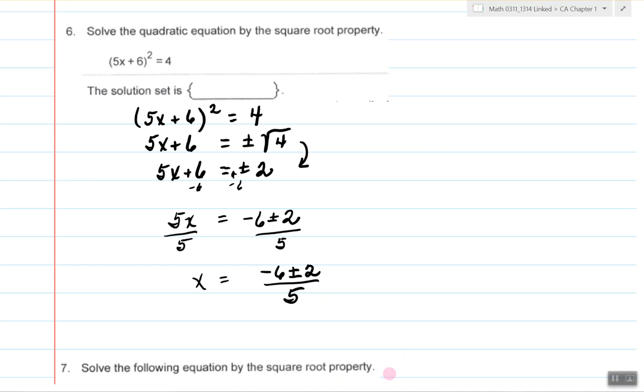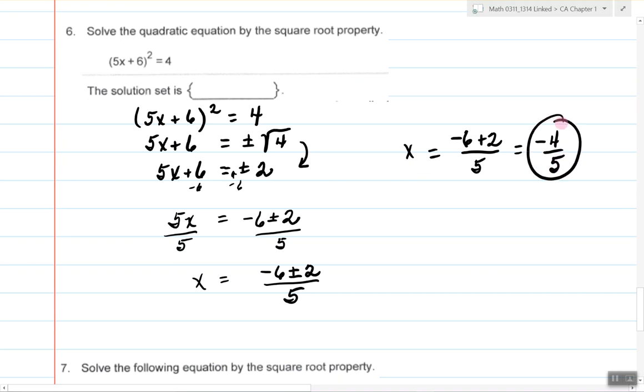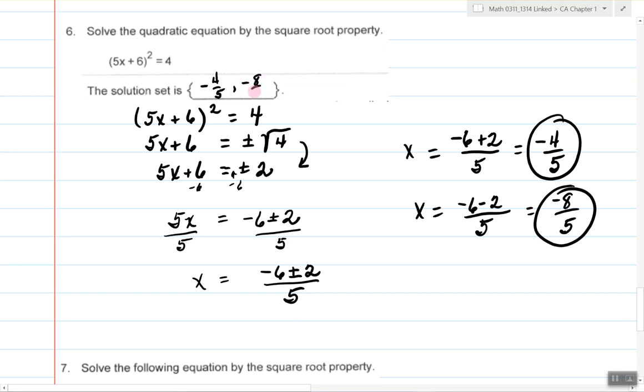One of my answers is negative 6 plus 2 over 5, which is negative 4 over 5, and that's an answer. The other answer is negative 6 minus 2 over 5, which is negative 8 over 5. If either of those could be reduced, then I would need to do so, but that's not the case, so I have negative 4/5. Make sure you get out of the denominator to put your comma, negative 8/5.